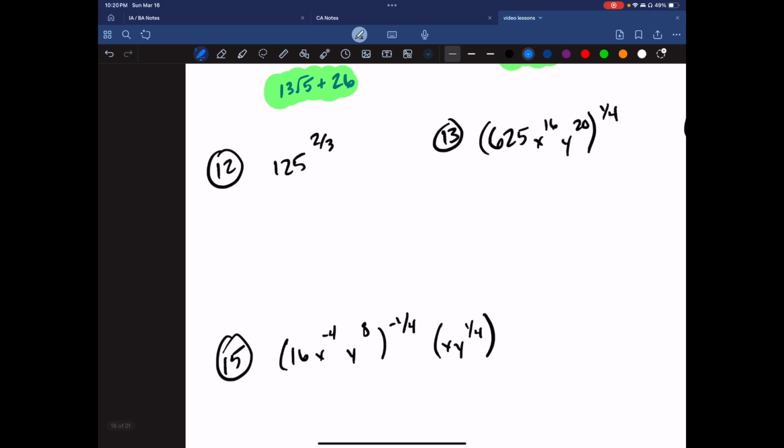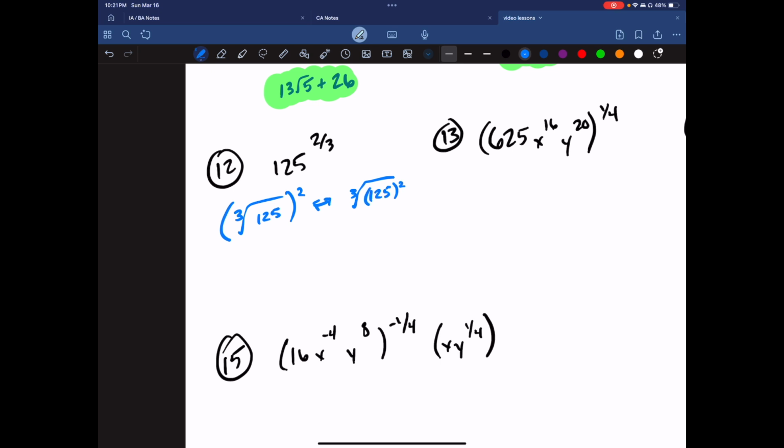All right. Fractional exponents, or rational exponents. So a couple things here. Whatever the denominator is, that's the root that I'm taking. And I can rewrite this as the cube root of 125, all squared. So I can write it like this, or you can write it like this: the cube root of 125 with the square on the inside.